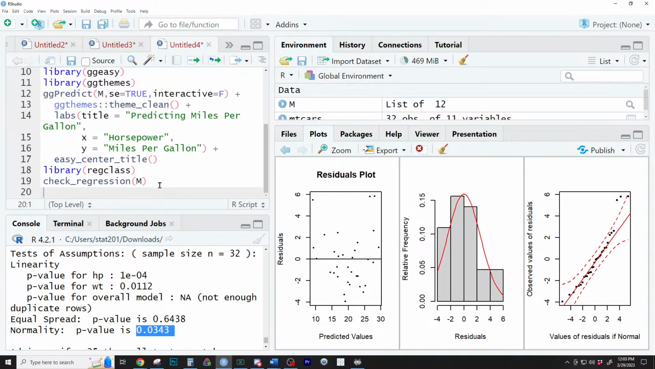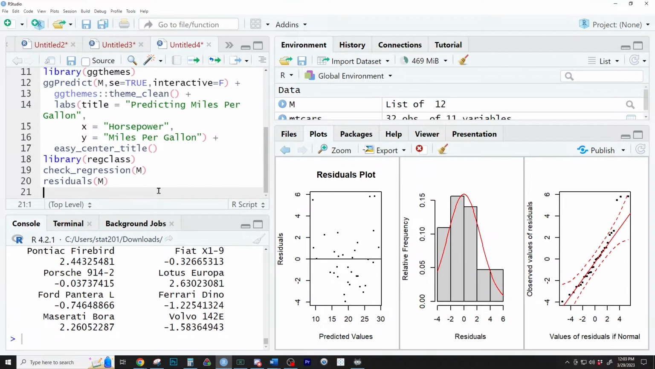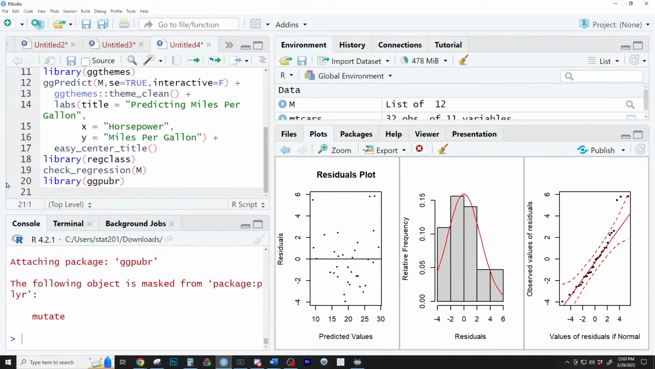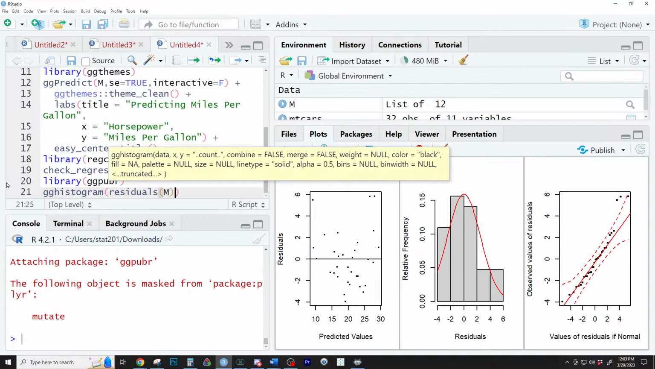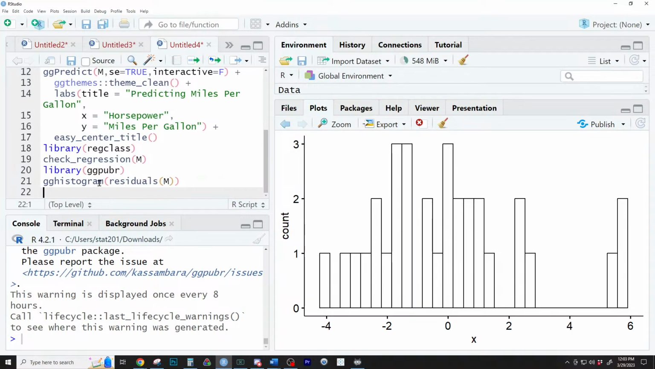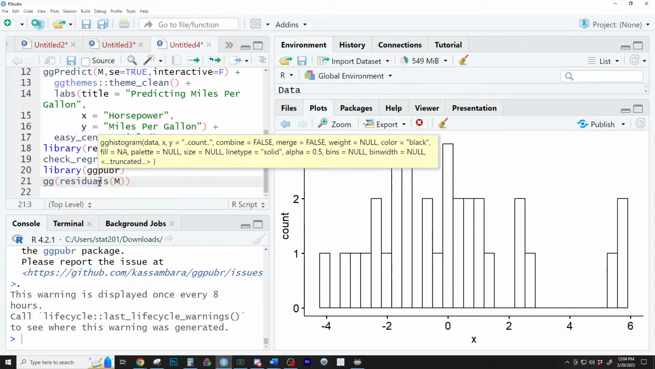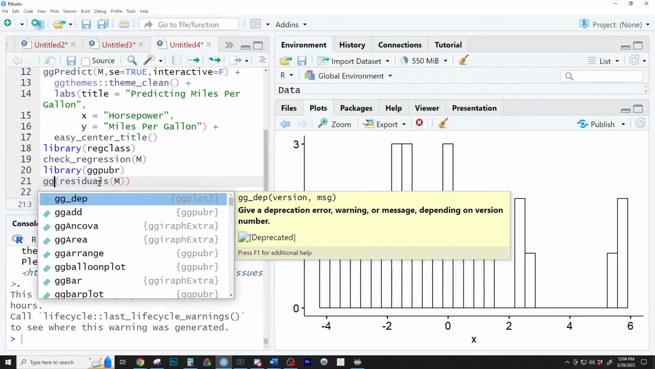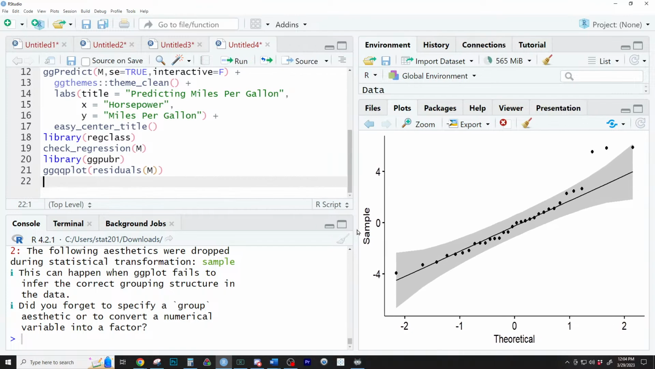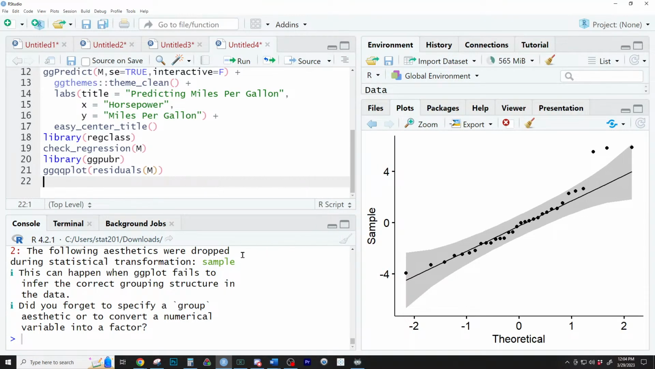So remember, when we do this, we can get the residuals for the model by going right here and doing residuals of M, and we actually have all the residuals. So if we want, library ggpubr has ways of making the gghistogram for us. And can we just do it? There we go. There's a histogram of the residuals. And is it ggqqplot? Oh, look at that. There is a normal quantile plot of the residuals.